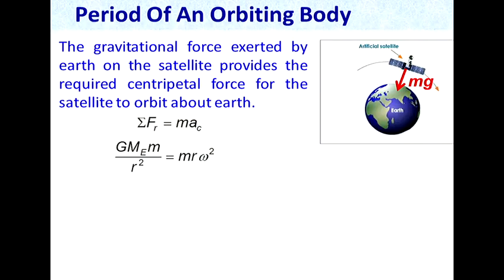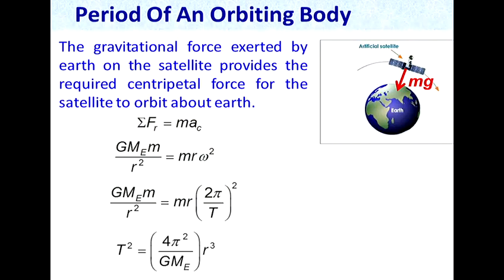Here you've got to be careful. On the left-hand side, the r represents the distance between the two masses, right? The distance between the satellite and Earth, that's r. On the right-hand side, the r represents the radius of the circle. In this case, both are the same, so I use the same letter r to denote. That omega, I substitute 2 pi over T, the period of orbit, and end up with this expression.